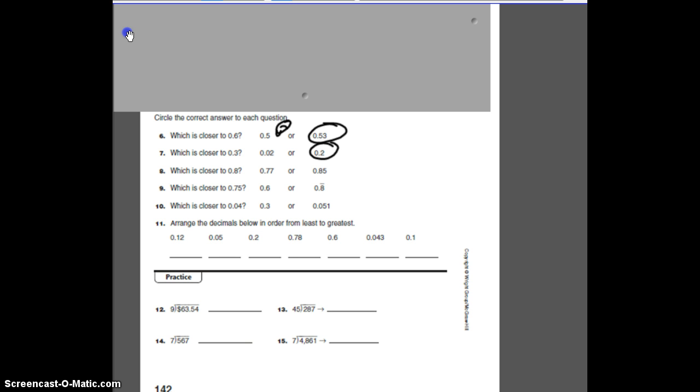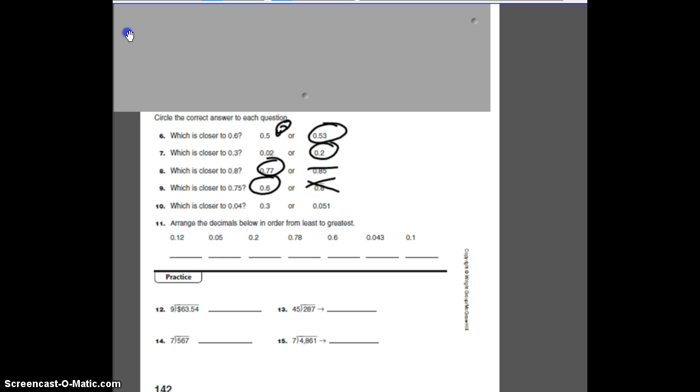Which one is closer to 0.8? This one is actually over 0.8, so that's not even an option. You have to go with 77 hundredths. Which one is closer to 75 hundredths? This one again is too large. You went over. You've got a repeating 8. So our only choice here is 6/10.